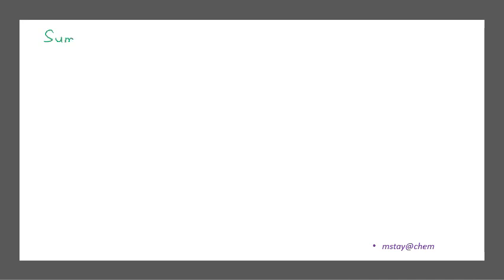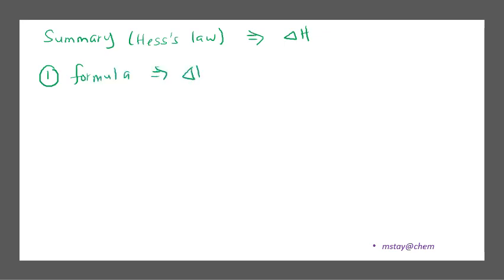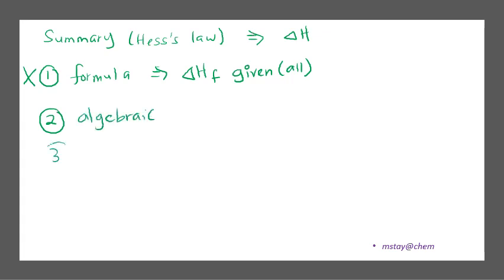Okay, let's do a very simple summary. For the subtopic of Hess's law, normally the question asks us to calculate the enthalpy change. First, we can use the formula to solve the question if all the enthalpies given are enthalpies of formation. As long as one enthalpy given is not formation, we are not able to use the formula. So we are going to use either the algebraic method or the energy cycle method.